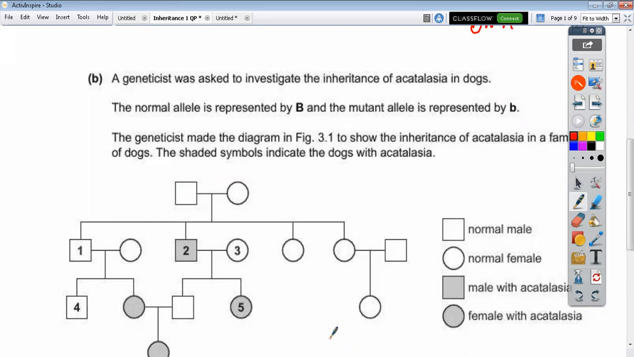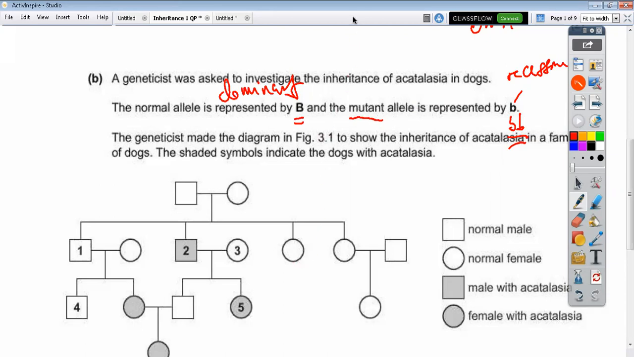The alleles are represented by the letter B. If there's a capital letter B, it means this is what? Dominant. If the mutant allele is represented by a small letter b, what does that mean? It means this is recessive. It can only be expressed if we have bb. Are we together? Is that making sense?